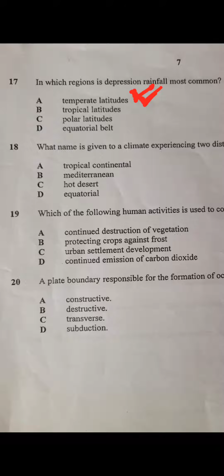And also equatorial. Just to remember what I told you about the equatorial rainforest. I told you that it is characterized by high rainfall throughout the year, high temperature throughout the year, very tall trees, evergreen forestry, and stuff like that. So the correct answer for number 17 is A.